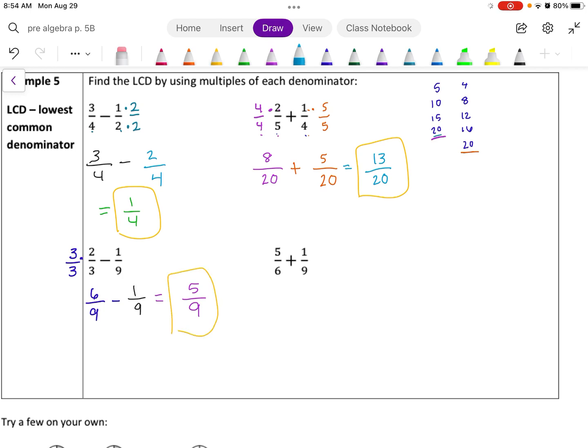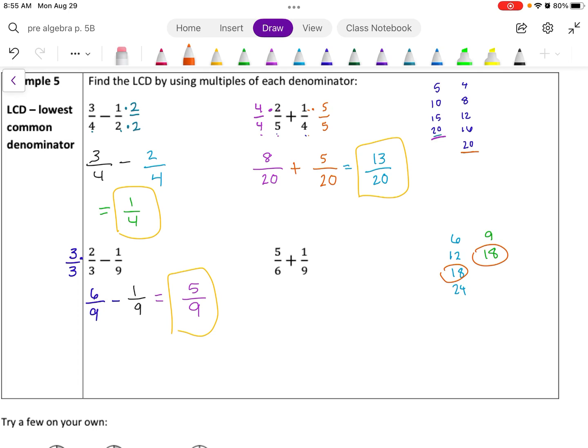Okay, 5/6 plus 1/9. Well, 6 and 9, they don't go into each other, so we have to think about this. Let's see, 6 goes into 6. 6 times 2 is 12. 6 times 3 is 18. 6 times 4 is 24. Let's think about 9. 9 goes into 9. 9 times 2 is 18. Look at that, they both are multiples of 18.